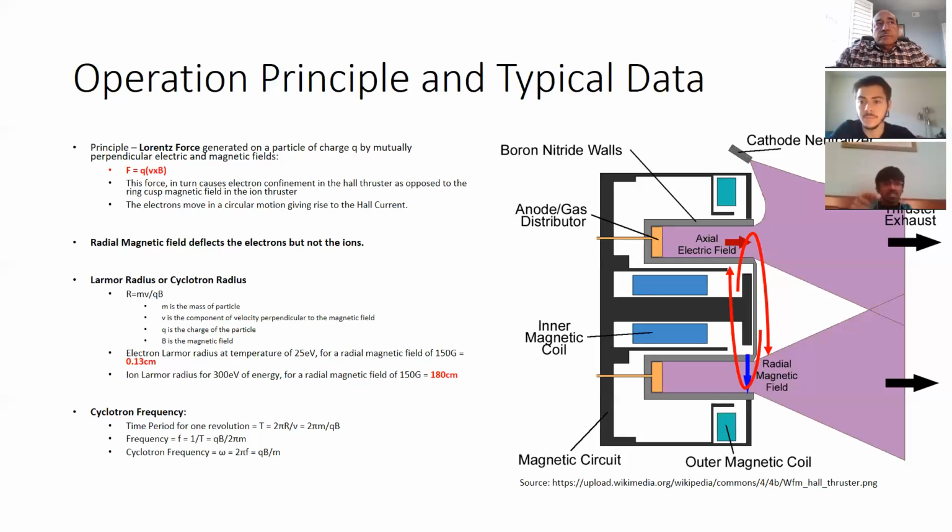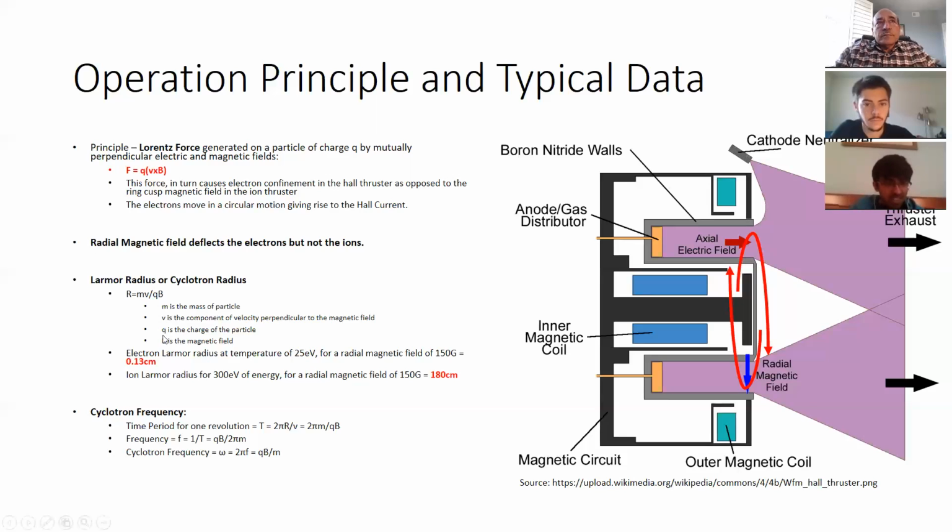The Larmor radius is basically defined as the radius in which the particle will rotate when subject to a magnetic field. This radius is given by mv over qB. This can be simply obtained by an energy balance. If you equate the centripetal force, which is mv squared by r, to qvB, which is the Lorentz force, you can obtain the Larmor radius.